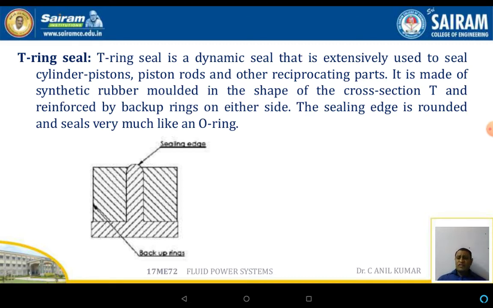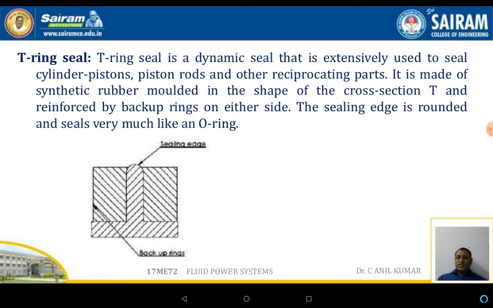Now, the T seal ring is a dynamic seal that is extensively used to seal the cylinder pistons, the piston rods and other reciprocating parts. It is made up of a synthetic rubber molded in shape, and the cross section is in the form of a T, with reinforcement by a backup ring on either side. The sealing edge is round and the seal is very much like an O-ring.